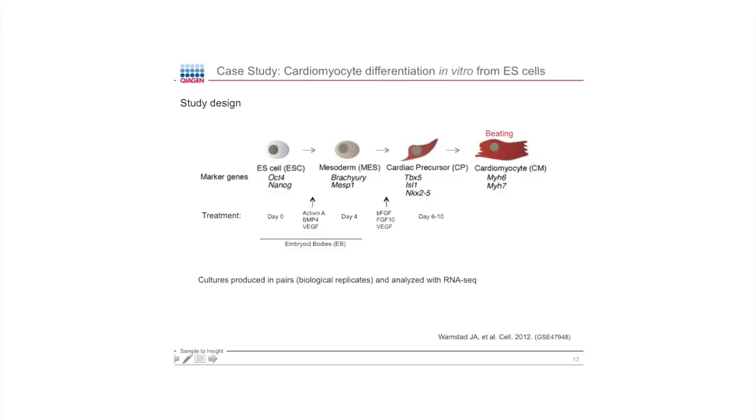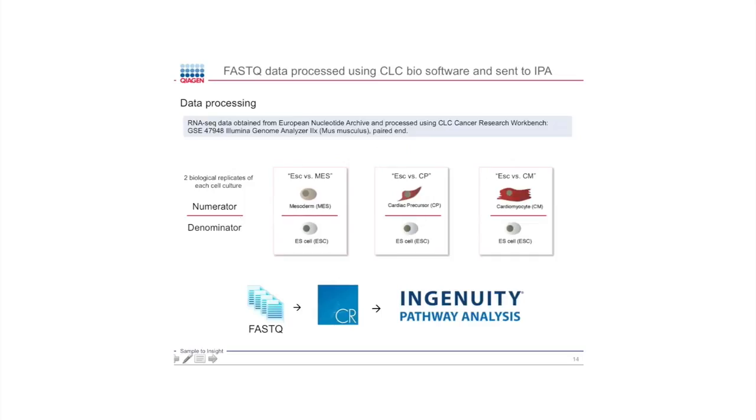So the stages are ESC, MES, CP, and CM, and they're done in biological replicates. What we did was ratio them in this way. What we call ESC versus mesoderm is really mesoderm, the second time point, ratioed back to the beginning, right? Or what we call ESC versus cardiac precursors is the cardiac precursors ratioed back to the starting. So we're ratioing back to the starting culture in each case and over time, essentially.